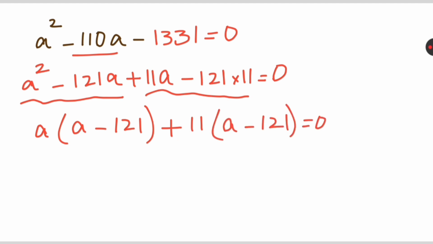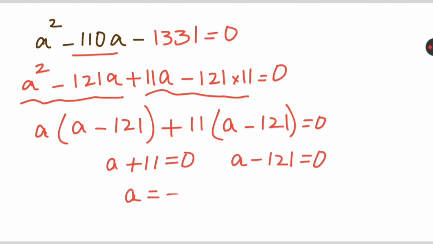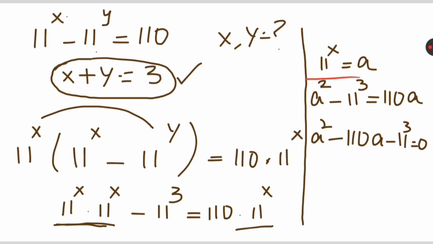So from here we can say that a plus 11 equals 0 and a minus 121 equals 0. So a is minus 11, and here a is 121. We considered 11 raised to the power of x as a.